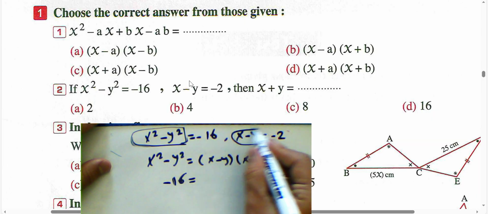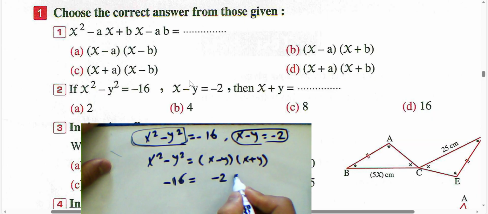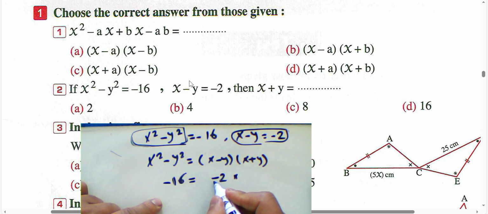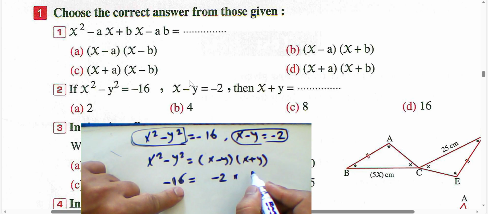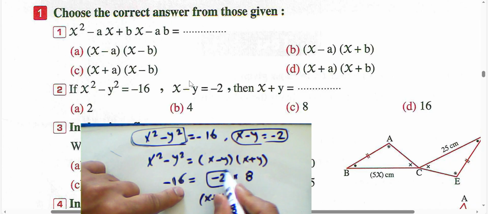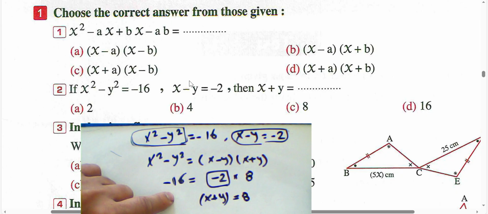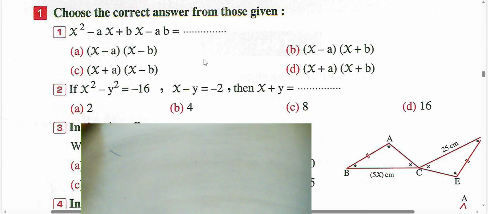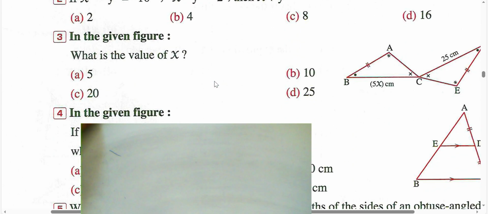x minus y equal negative 2 product by what? Here x plus y, it will be negative 2 times what? Equal negative 16. It will be product by 8. Then x plus y equal 8 because negative 2 product by 8 equal negative 16. Understood? Then the answer will be letter C. Choose letter C. Next question, number 3.